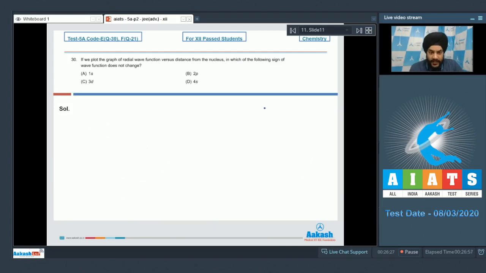Let us look at question number 30 now, students. If we plot the graph of radial wave function versus distance from the nucleus, in which of the following does the sign of the wave function not change? So students, if the sign of the wave function cannot change, it means that there must be no radial nodes present inside that orbital. The orbitals which do not have any radial nodes have to satisfy the condition n minus l minus 1 is equal to 0, which means that n minus l should be equal to 1.